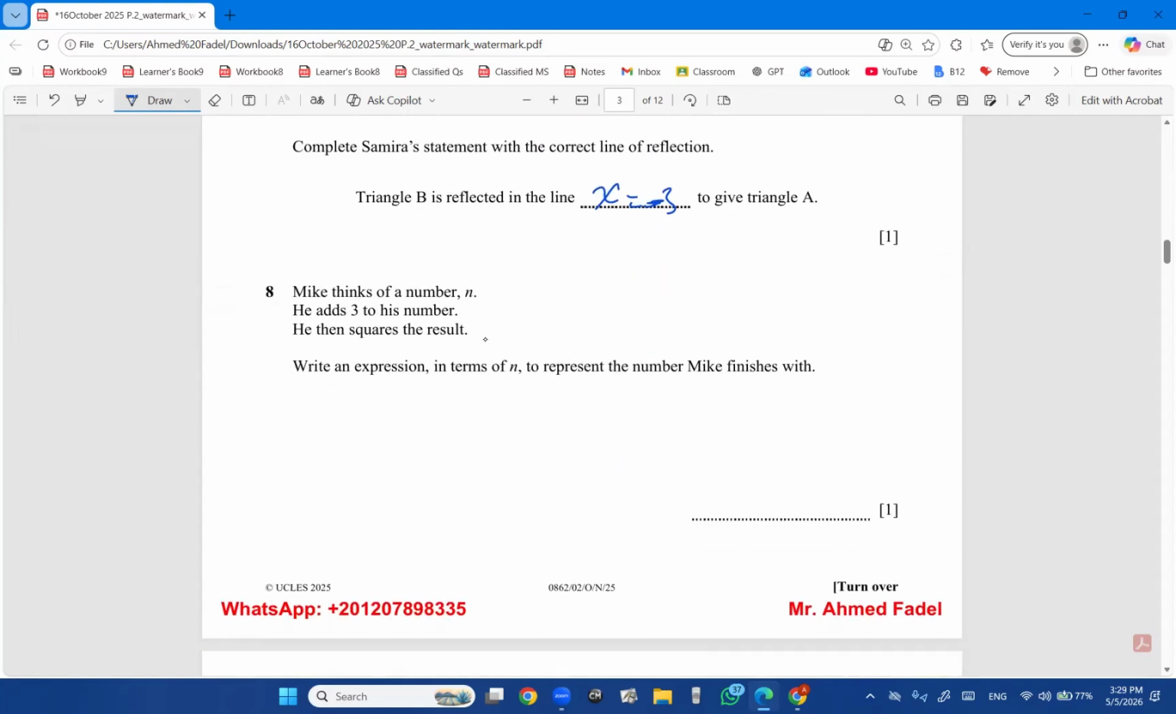Mike thinks of a number n. He adds 3 to it, so n plus 3. He then squares the result, so (n plus 3) is squared.